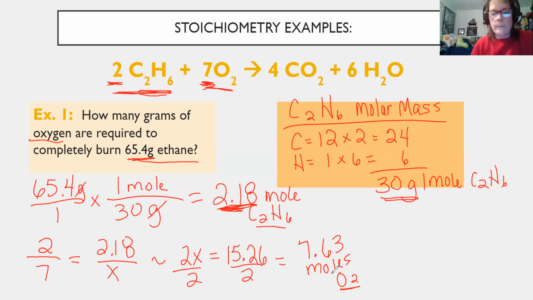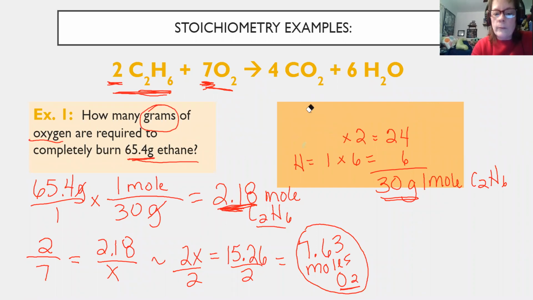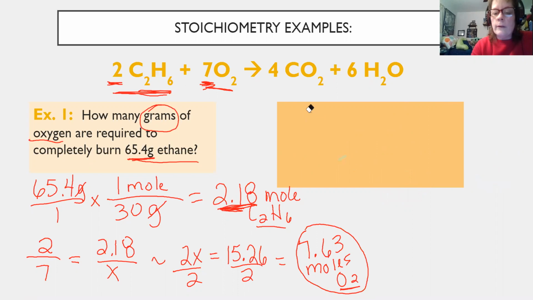All right, we've got one more step to go. They want to know the number of grams of oxygen. Well, we know we have this many moles. Now we've got to convert moles to grams. I know I don't have much space, so I'm going to get rid of this, because that was pretty easy to figure out, the molar mass of ethane. So we don't need that anymore.